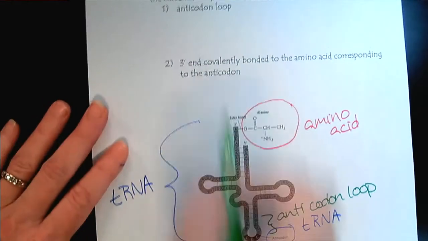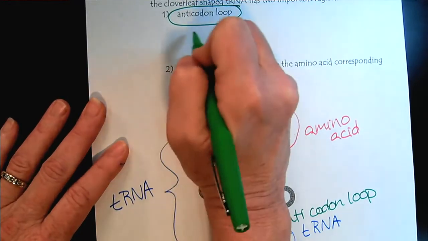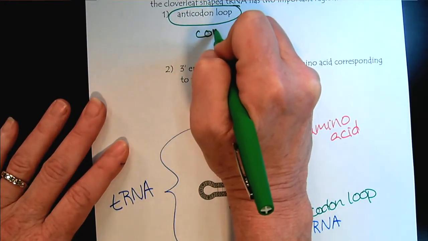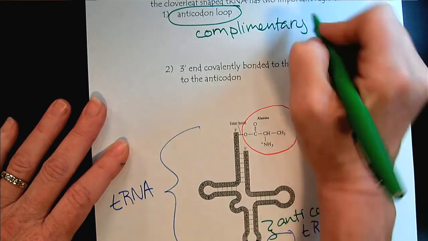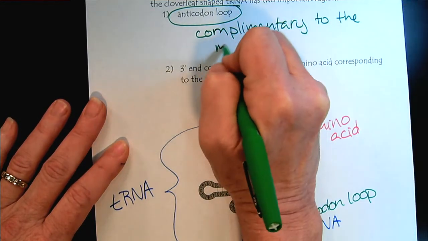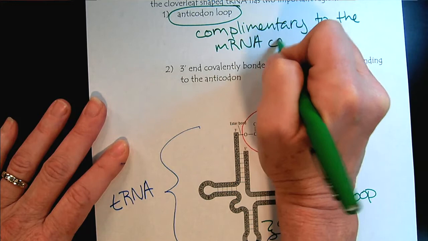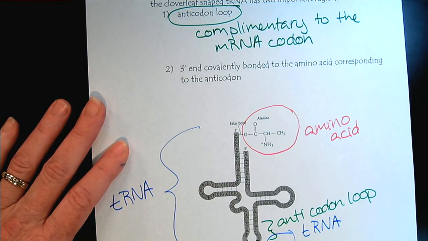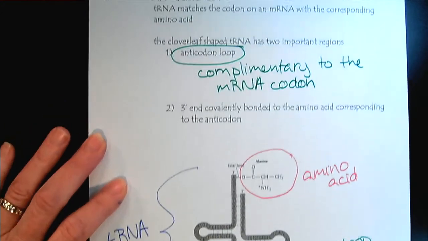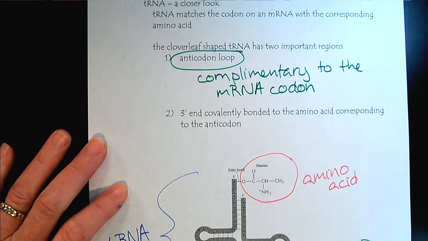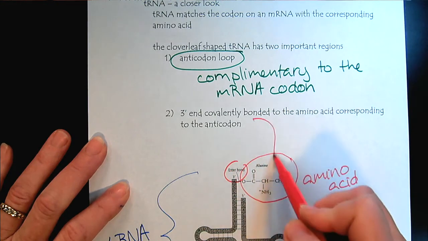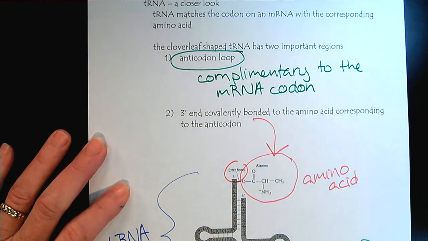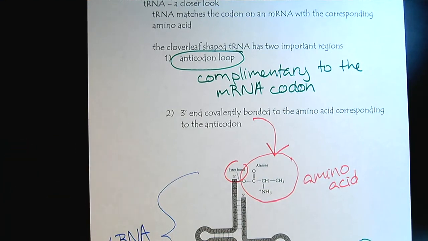Okay, so the anticodon loop, right? That's where it's complementary. Well, it's complementary to the messenger RNA codon, right? And remember to focus that it takes only 3 amino acids, okay? And then the 3' end is what is linked, right, to the amino acid. Okay, so that's about all we need to say there.